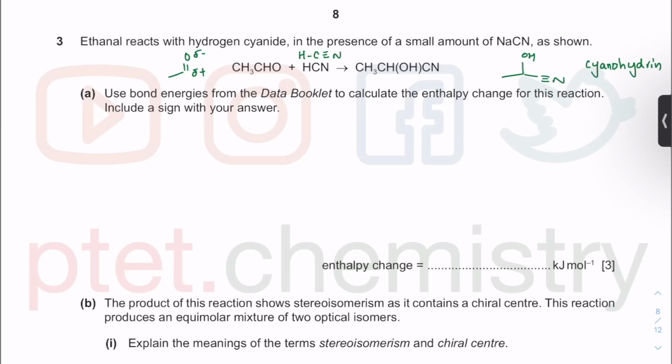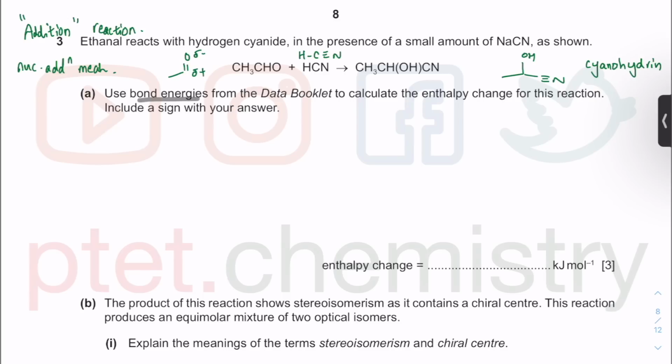So it's got an OH, it's got a CN on the same carbon. This is a result of the nucleophilic addition mechanism. The mechanism is nucleophilic addition, but the type of reaction is basically addition reaction, as stated in the introductory organic chemistry bit. What do they want us to do?